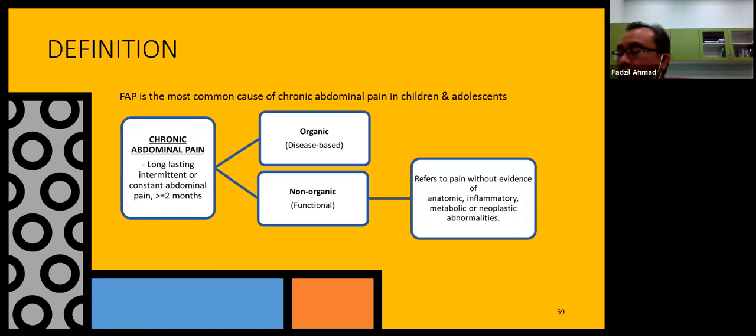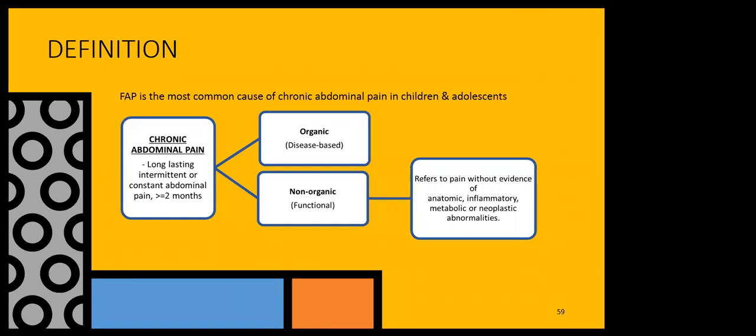So what is functional abdominal pain? Functional abdominal pain is a non-organic chronic abdominal pain. As you can see in the chart, chronic abdominal pain is defined as long-lasting, intermittent or constant abdominal pain for equal or more than 2 months. So organic is disease-based, non-organic is functional.